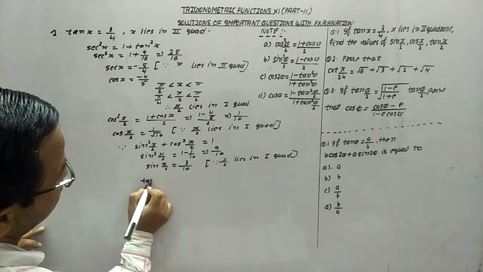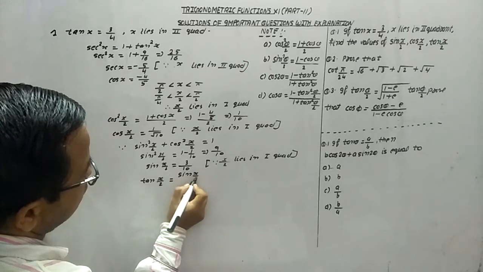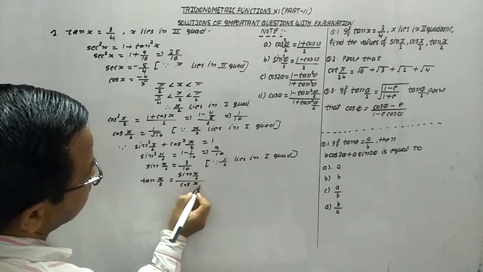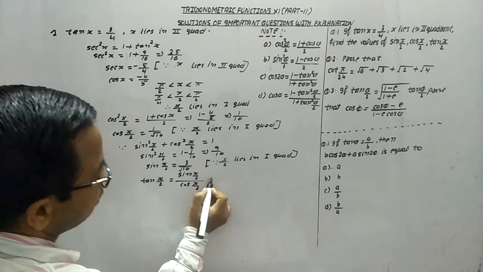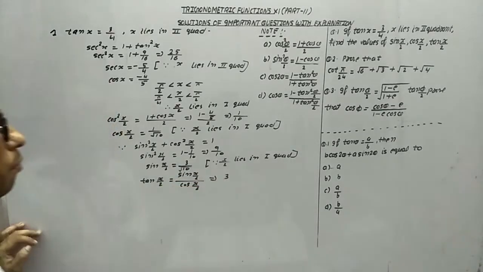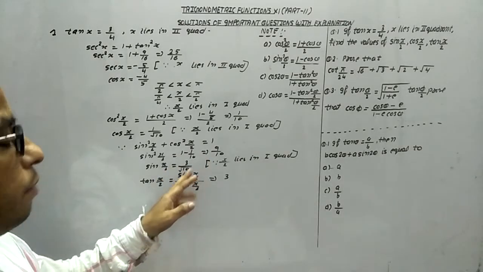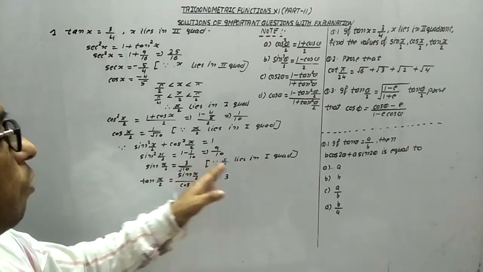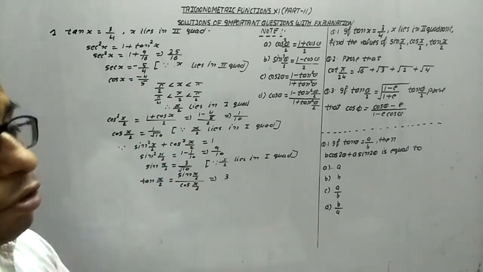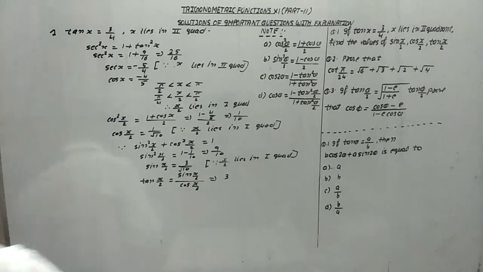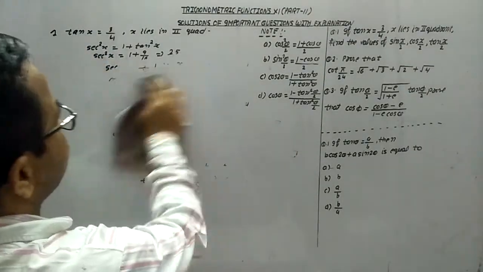Now you will say tan x by 2 is equal to sin x by 2 upon cos x by 2, and the overall resultant will be 3, because sin x by 2 upon cos x by 2, and this is 3 upon root 10 and this is 1 upon root 10, therefore resultant is 3. So this is the way to do this type of questions, which are very important. Now let's start with the solution of question number 2.